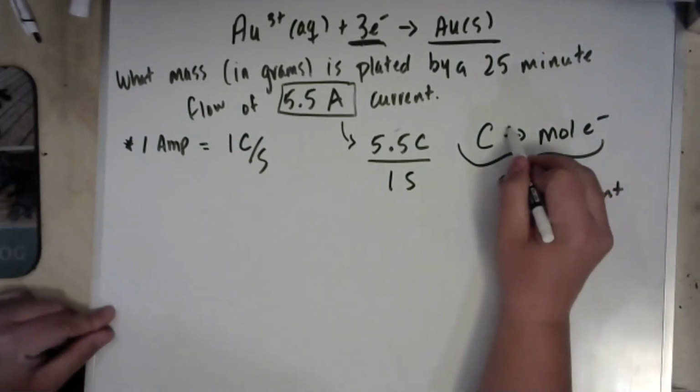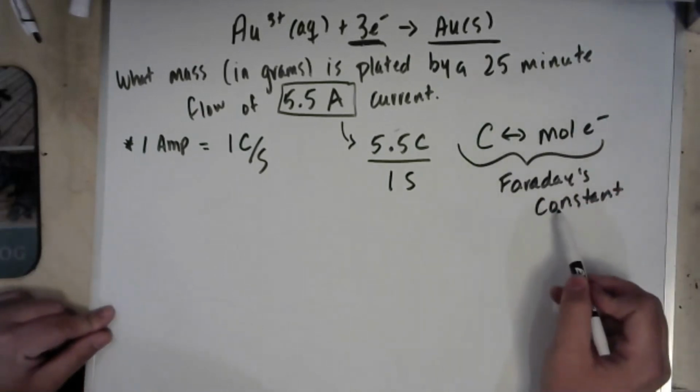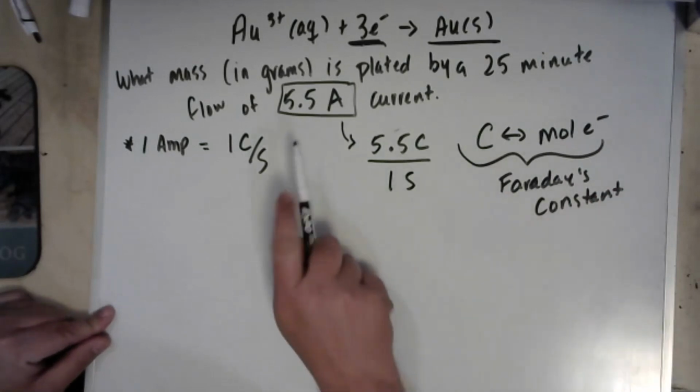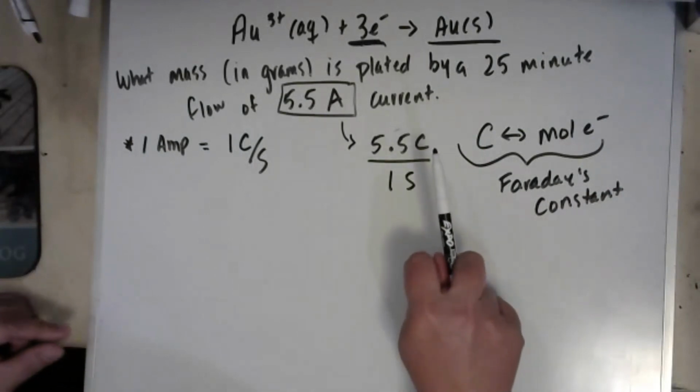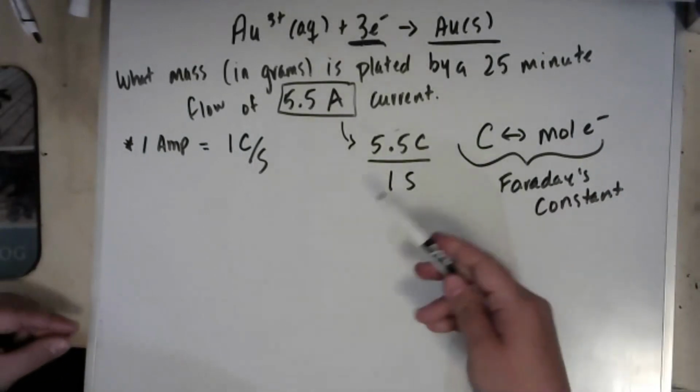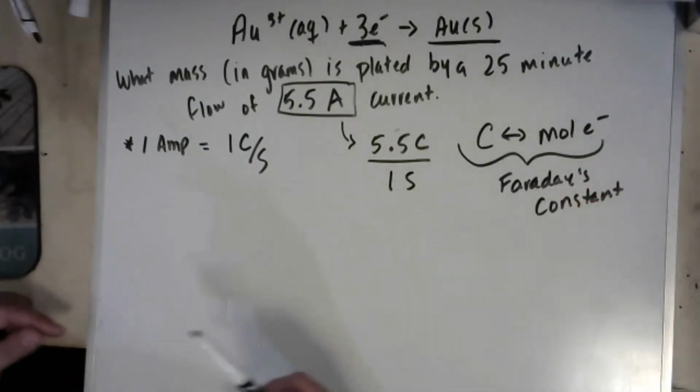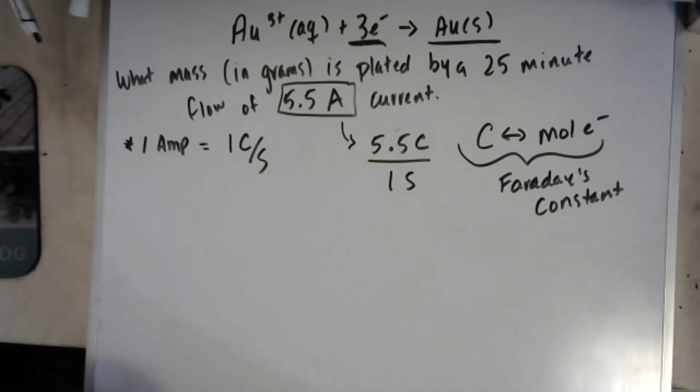Okay, so without that link, without Faraday's constant, we're not going to be able to get from amperage into moles of electrons, which is going to allow us to get into moles of our gold in this case, and then figure out how much gold we can form.